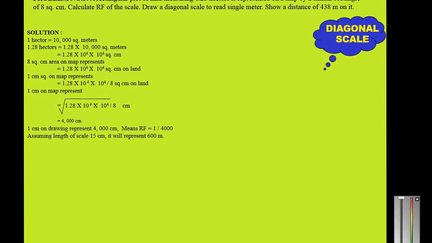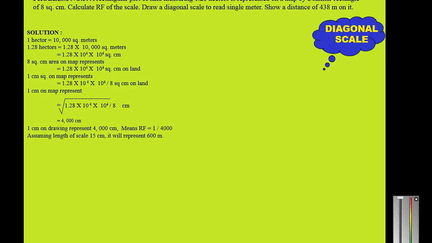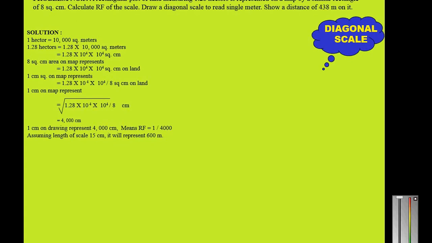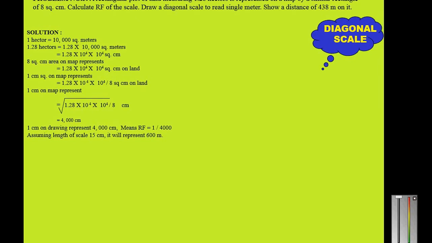So first of all, we know that 1 hectare is equal to 10,000 square meters. So first of all, we calculate what is 1.2 hectares. So 1.28 hectares is 1.28 into 10 raised to 4 square meters, that is 10 raised to 4 into 10 raised to 4 square centimeter. And 8 square centimeter area on the map represents 1.28 into 10 raised to 4 into 10 raised to 4 square centimeter of land. So 1 square centimeter on map represents 1.28 into 10 raised to 4 into 10 raised to 4 divided by 8 square centimeter on the land.